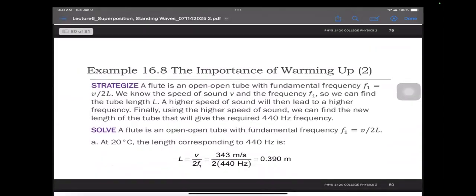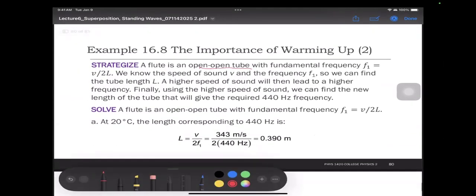A flute is an open tube with fundamental frequency f1 equal to v divided by 2L. We know the speed of sound v and the frequency f1, so we can find the tube length. A higher speed of sound will then lead to a higher frequency. Finally, using the higher speed of sound, we can find the new length of tube that will give the required 440 Hz frequency. A flute is an open tube with fundamental frequency, so we should use this equation.